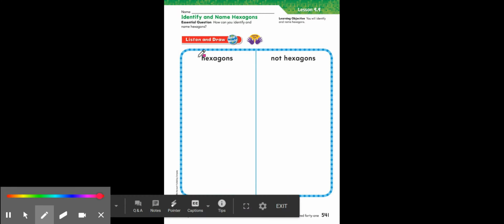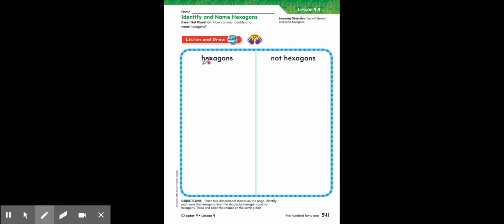So, on our sorting mat, like you've seen before, we are going to sort shapes that are hexagons and shapes that are not hexagons. So, to begin, I'm going to draw one hexagon for you. It might not be perfect because hexagons are pretty tricky to draw since they have so many sides and because my computer marker is a little bit tricky sometimes. So we have an eraser just in case we need one. Let's start off by drawing 6 straight sides.